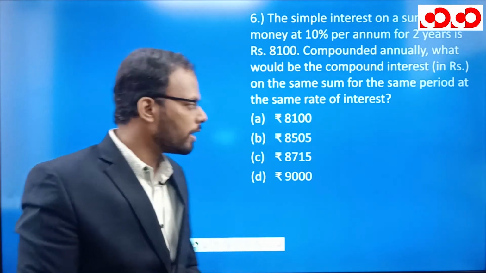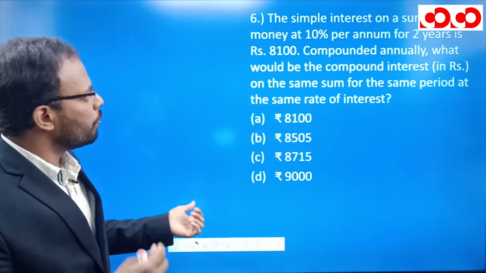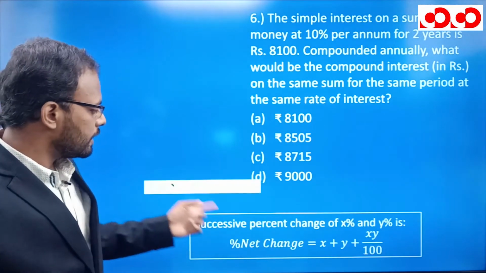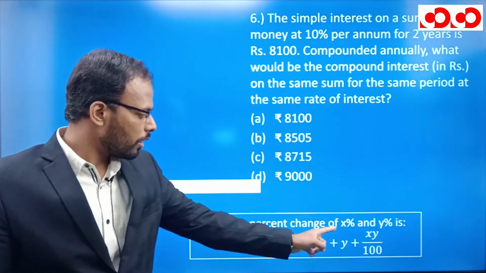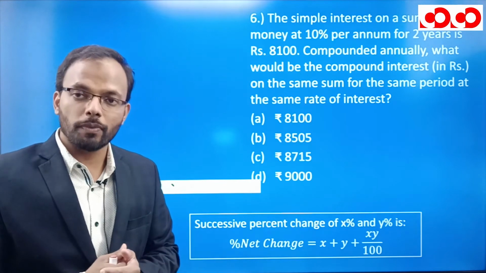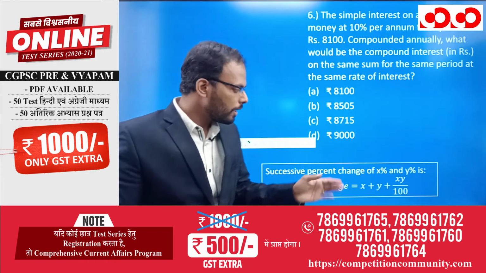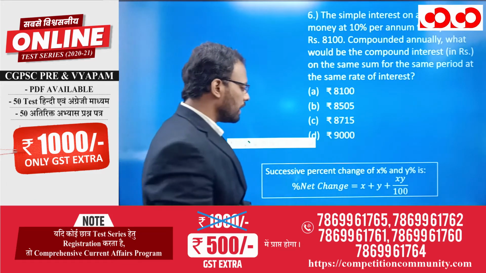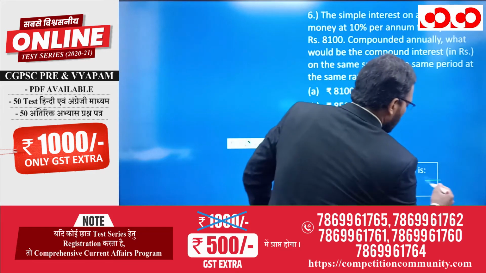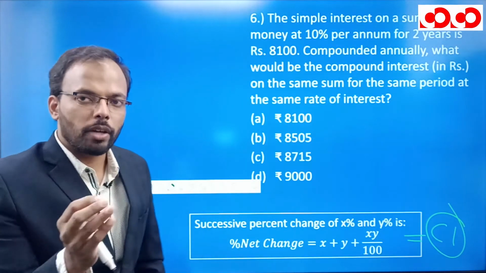So again, we are here with a compound interest and simple interest question. Now we should know a few things: for successive percent change of x percent and y percent, we get the percentage change as x plus y plus xy by 100. There is more than one method to solve it, but this successive percentage change gives us the CI. So we can use this formula to find out the CI.